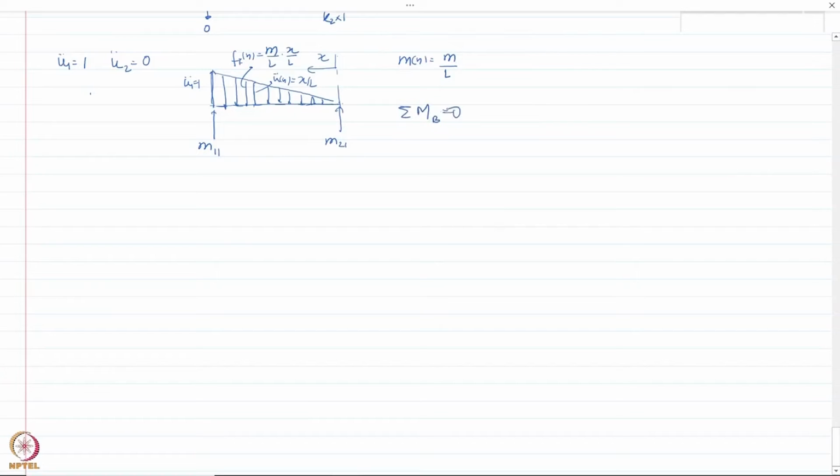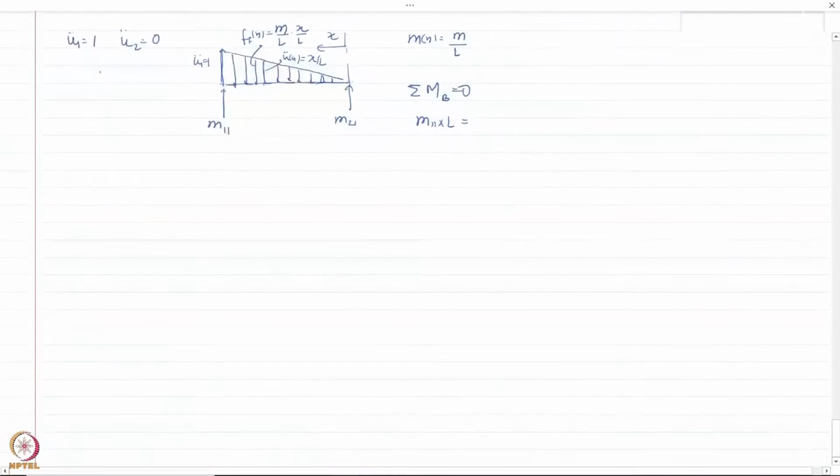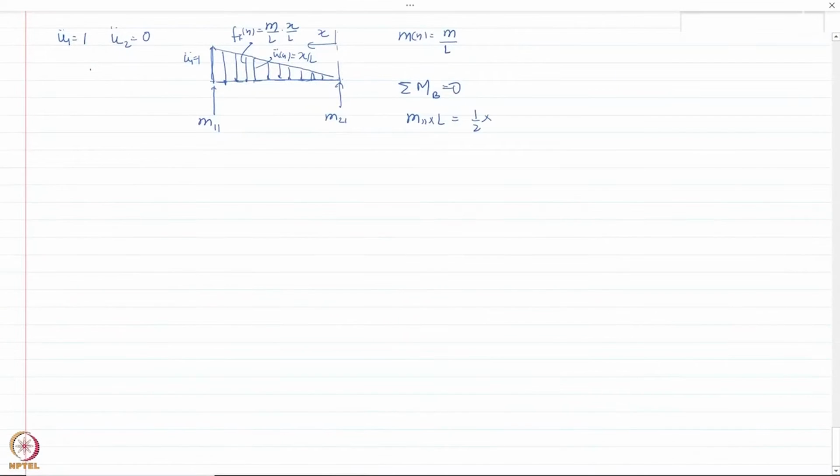Okay, so in this case, if I consider summation mb equal to 0, then I can write it as m11 times L is basically equal to the net effective inertial force, which would be in this case half times L times m divided by L. So the net resultant force in this case would be m. Okay, now this force would be acting at a distance which is 2L by 3. So that needs to be mentioned.